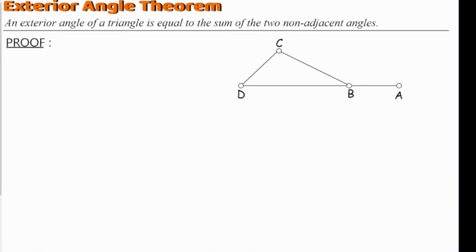The next theorem we would like to discuss is the exterior angle theorem. And what the exterior angle theorem states is that an exterior angle of a triangle is equal to the sum of the two non-adjacent angles in a triangle. So an exterior angle is created by extending one side of the triangle past its vertex.